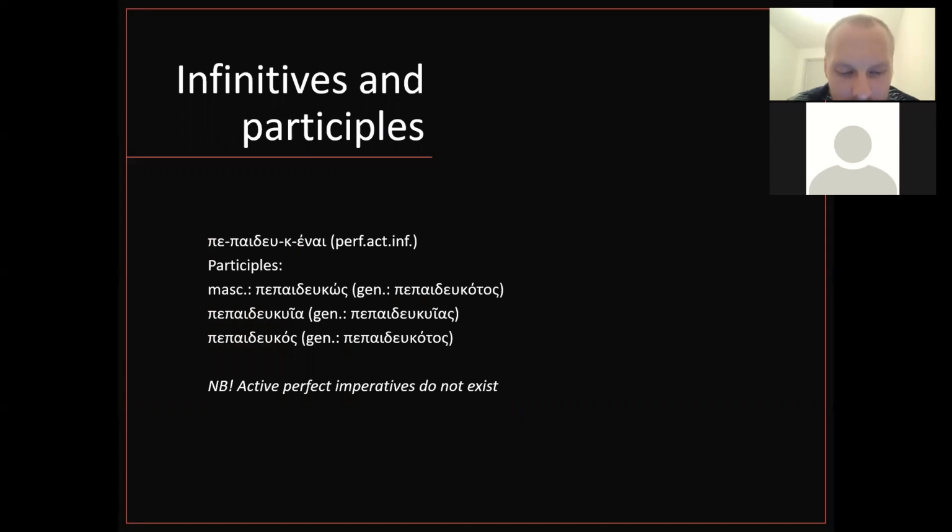Active perfect imperative forms do not exist, so there is no need to learn those. The infinitive, however, is pepaideukenai, and the participles are pepaideukos in the nominative and pepaideukotos in the genitive, masculine, and pepaideukia and pepaideukias in the feminine. And then we have pepaideukos and pepaideukotos for the neuter forms.